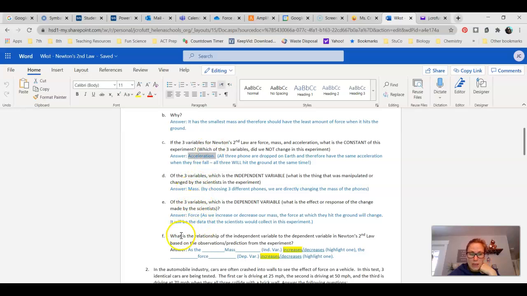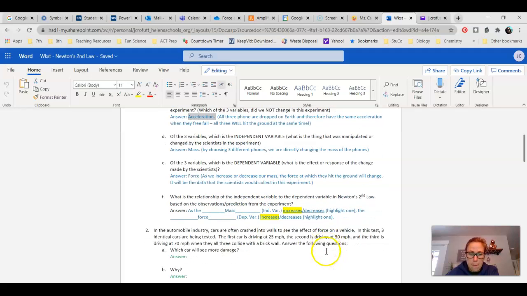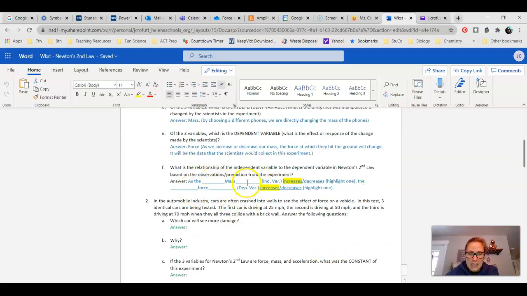Okay, and then finally it asks about the relationship between the independent and the dependent variable. What is the relationship of the independent variable to the dependent variable in Newton's second law based on the observations or predictions from this experiment? Okay, so as the mass increases, and you would highlight increase, the force, which is our dependent variable, also increases. So the heavier our phone is, the more force it has when it hits the ground.